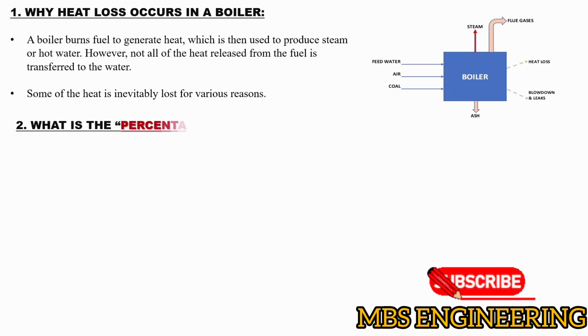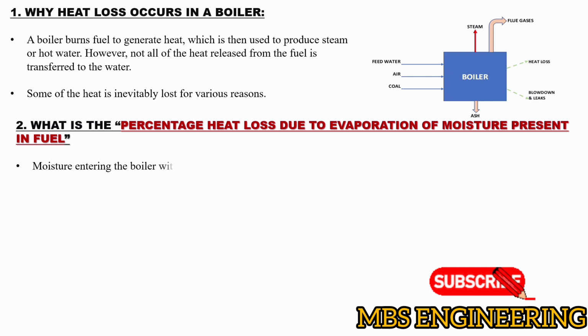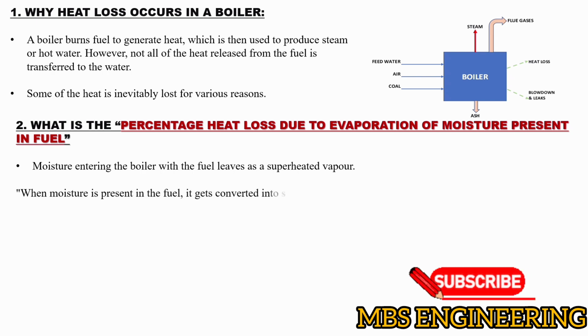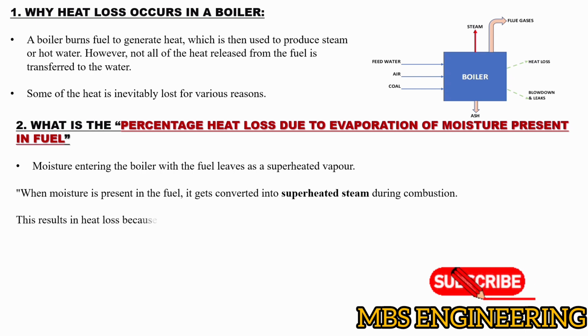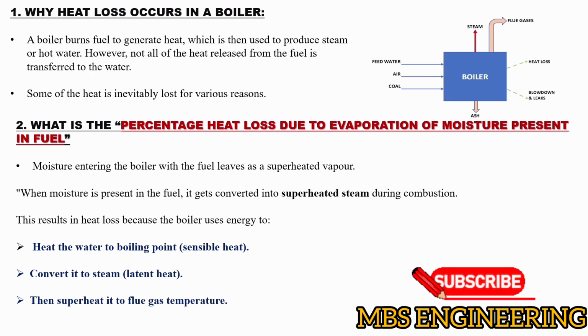Next, we will learn and understand what is the percentage heat loss due to evaporation of moisture present in fuel in the boiler system. Moisture entering the boiler with the fuel leaves as a superheated vapor. When moisture is present in the fuel, it gets converted into superheated steam during combustion. This results in heat loss because the boiler uses energy to heat the water to boiling point, which is called sensible heat. Convert it to steam, which is called latent heat. Then superheat it to flue gas temperature. This is called moisture evaporation loss.